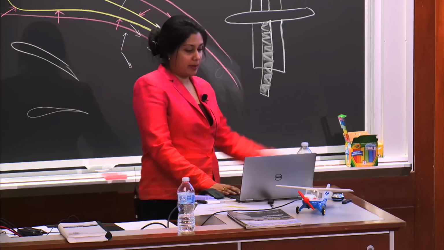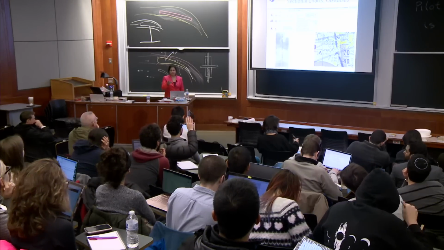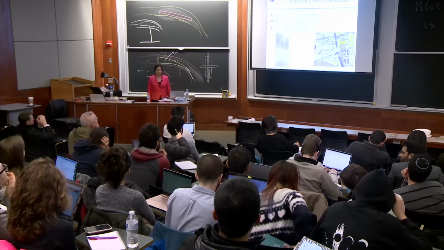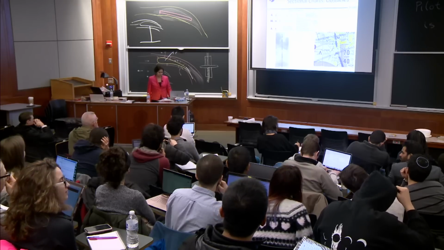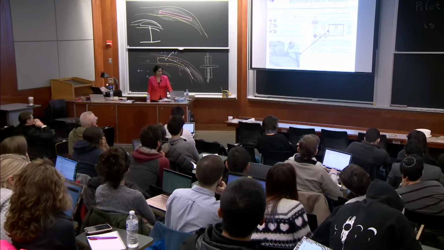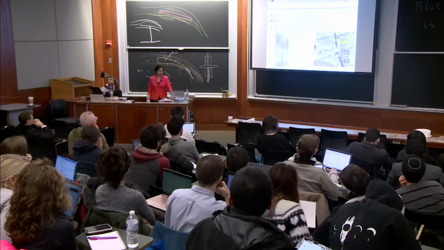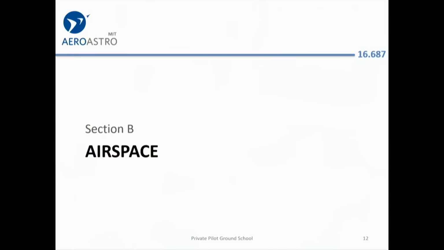So any questions about sectional charts before I move on to airspace? Yes? On the previous slide, you were talking about the blue outline, but then there was a red outline. What's the difference? Yes, so the question was about blue versus red outlines. That's in fact answered directly by different types of airspace, so it's a great transition. So I'll move straight into that.